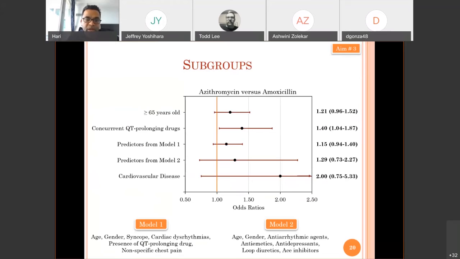And from our risk prediction model, again, I know I didn't show the paper, but these are the predictors that we identified, which were focused on certain cardiac conditions, which put patients at a higher risk, and also the presence of QT prolonging medication for Model 1. And then Model 2, we focused on the demographics and the specific classes of QT prolonging medications which were identified to be putting patients at a higher risk with azithromycin. And when we looked at both of those, there was a trend in an increased risk, but these were not really significant.